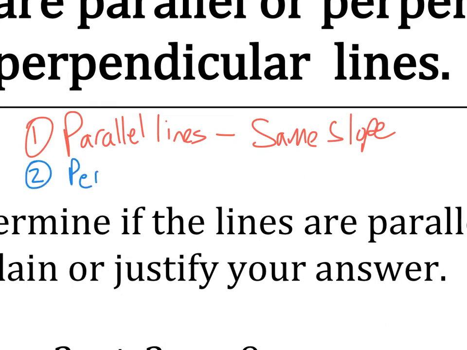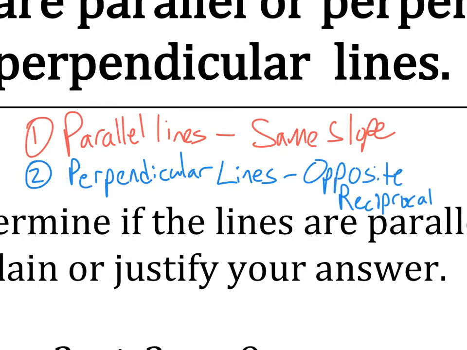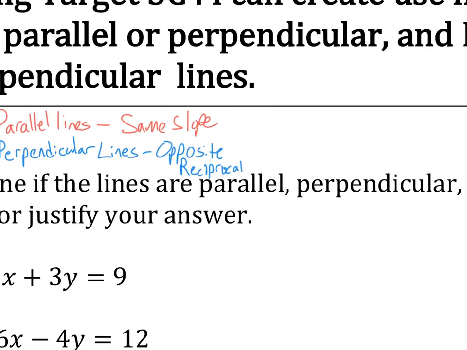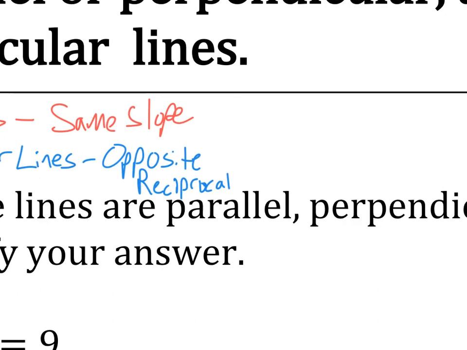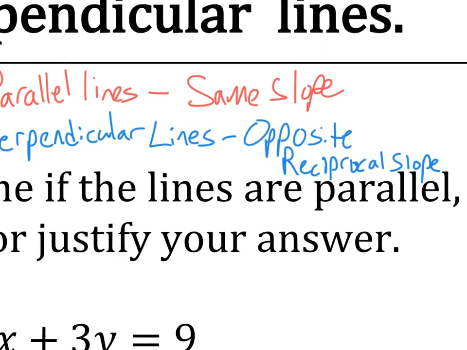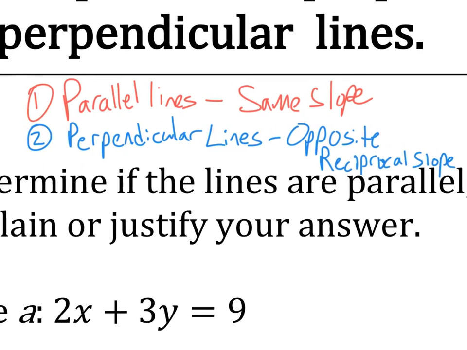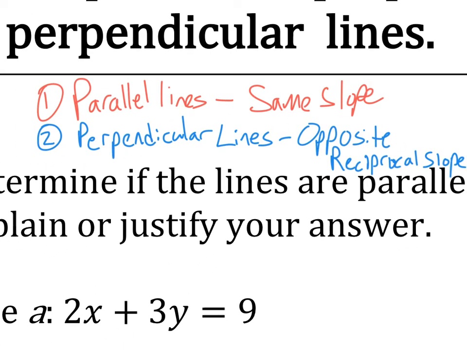On the other hand, perpendicular lines have opposite reciprocal slopes. Remember, opposite reciprocal means their signs are opposite. One's going to be positive, one's going to be negative, and their slopes are reciprocals, meaning like 3/2 and 2/3. Those are reciprocals. All right, so that's the key.